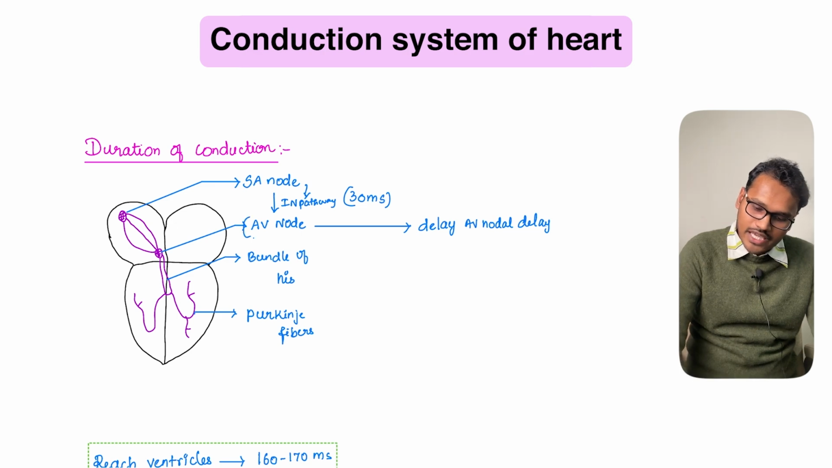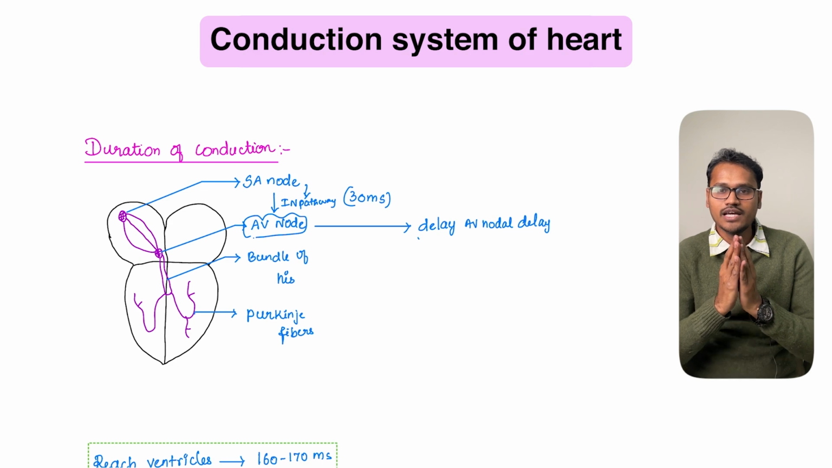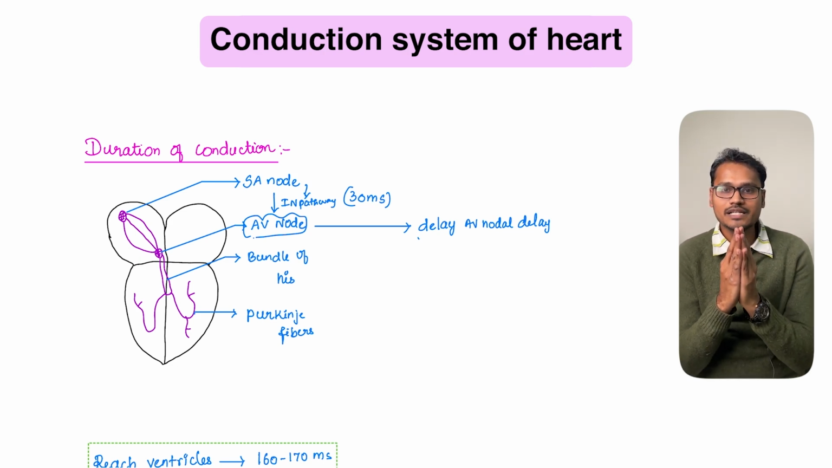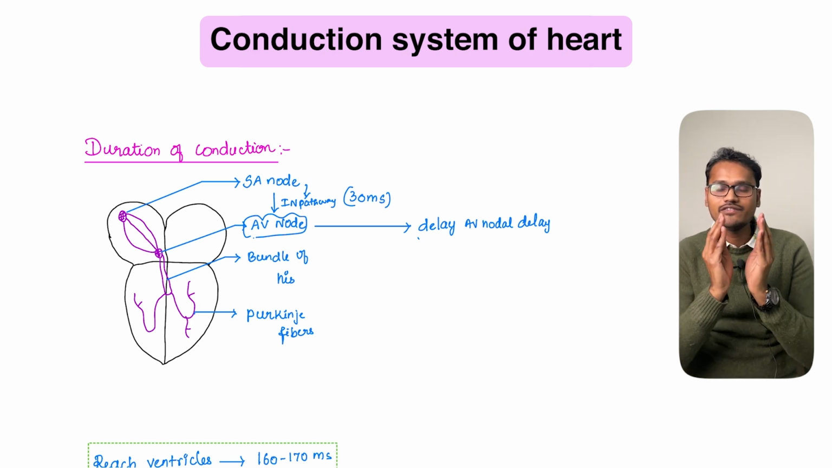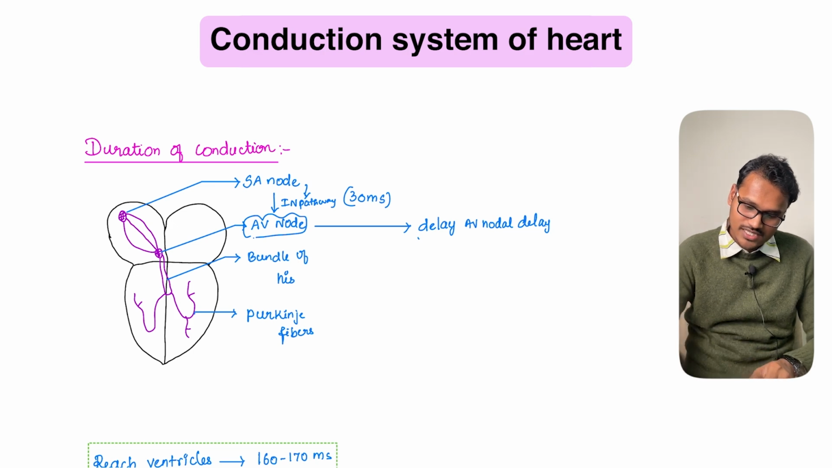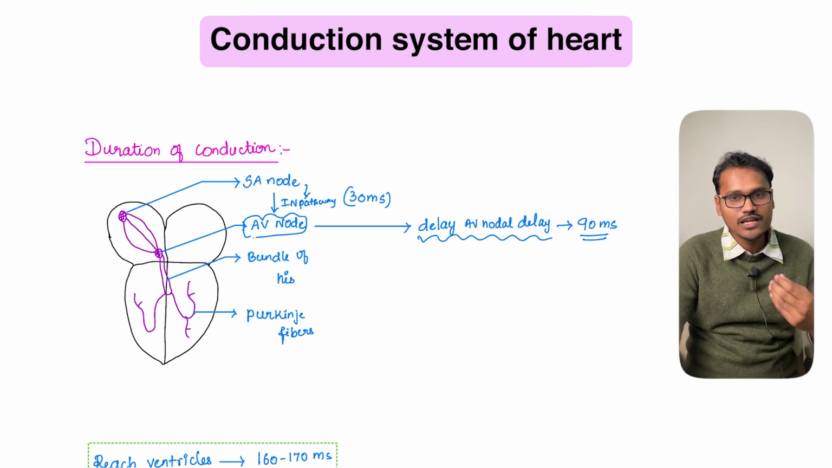And when it reaches the AV node, for example, let's say the SA node's impulse is coming from above and it has come to the AV node. This AV node has one special property. It will not give the impulse immediately to the bundle of His. It will wait with the impulse for some time. So this delay is called the AV nodal delay. This happens normally and this delay is around 90 milliseconds. I will tell you the significance of this delay. Of course, it is helpful for us. And then from there, it will reach the bundle of His, that is the ventricle area, in 40 milliseconds.